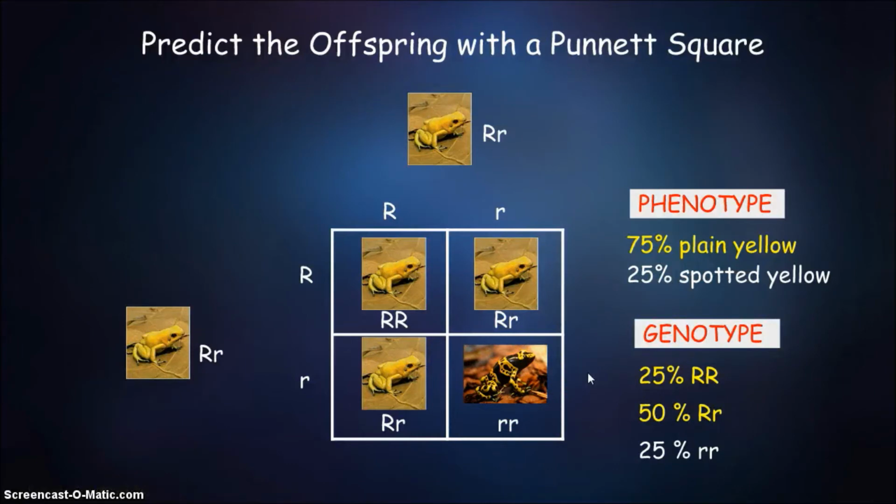Take a moment to realize that the phenotype percentages don't match up with the genotype percentages. This is possible in genetic combinations, because the plain yellow frogs can be both big R and big R. So it's important to realize that the phenotype ratios or percentages will not always match the genotype ratios or percentages.